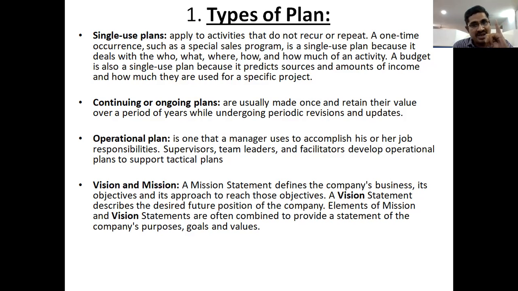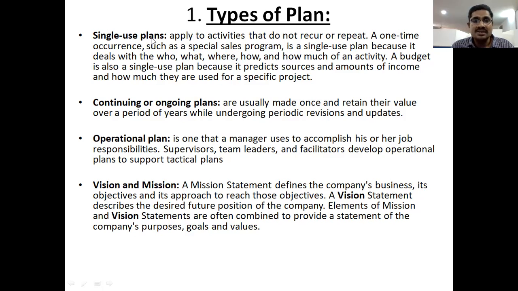Once again, I want to repeat: pre-decided or predetermination of future course of actions, estimation of time, estimation of cost, and a plan for who to do, whom to do, where to do, when to do, how to do, what to do. This also comes under planning. So these four points are called a plan, right? Here, the first thing is single use plans.